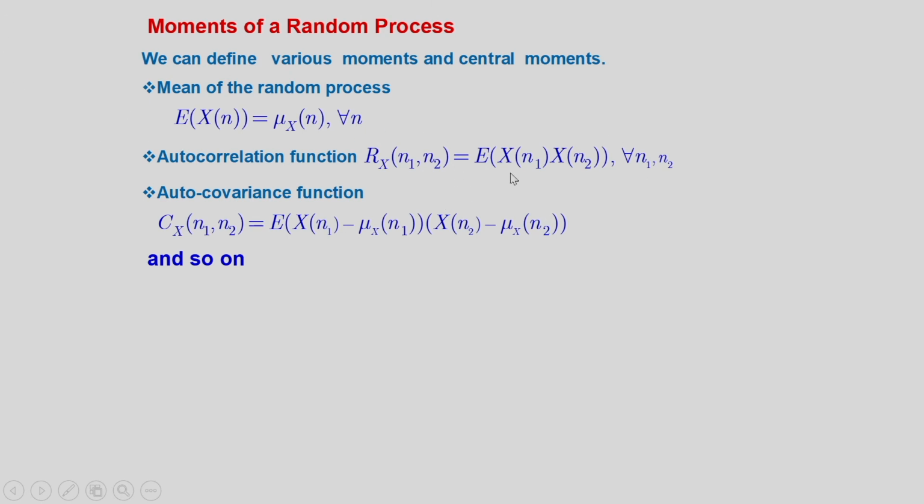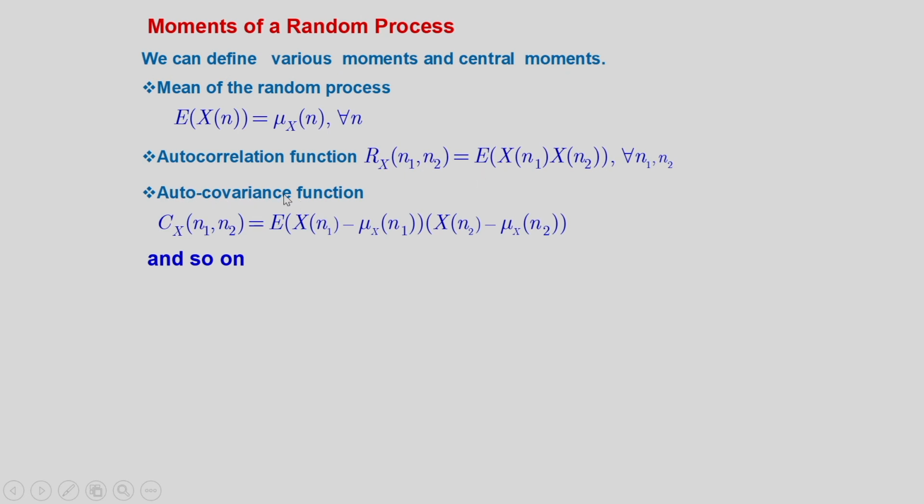And autocorrelation function gives the similarity of two random variables at different instants of time, xn1 into xn2, and then you are taking the average value.